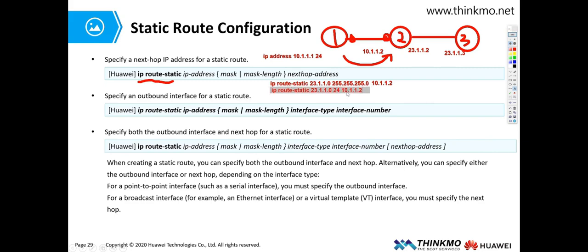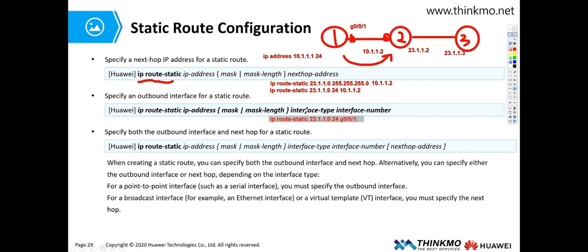Now, in this process, this is our first method of writing, which means we follow it with the next hop. Besides following it with the next hop, we can also change the next hop to the outgoing interface. For example, if my interface here is G0/0/1, then when I write a static route in the future, I can write it like this. IP route static, the format in front is the same, and then I need to ensure the destination is 23.1.1.0/24. Here we can write 24, or 255.255.255.0. For example, here we write 24, and then follow it with our outgoing interface. In this process, we need to write G0/0/1.